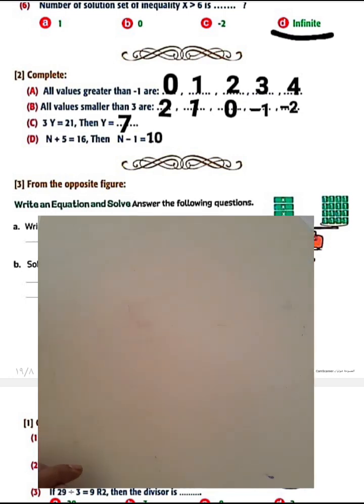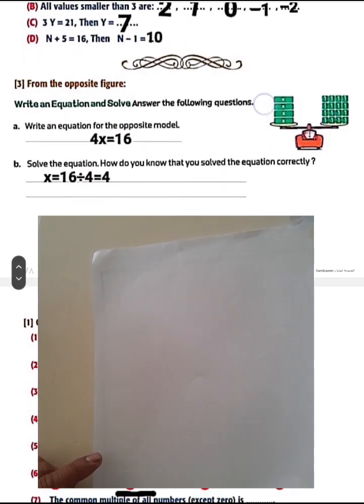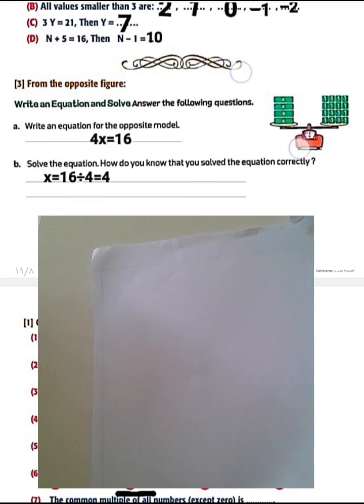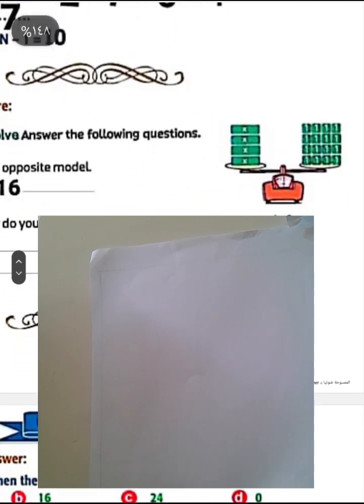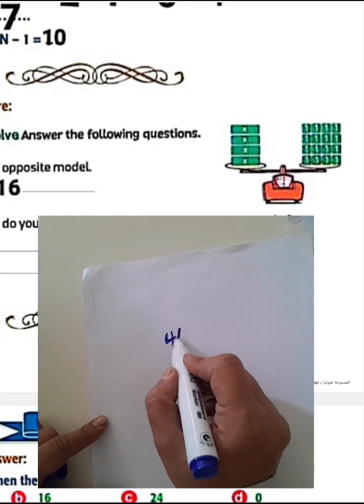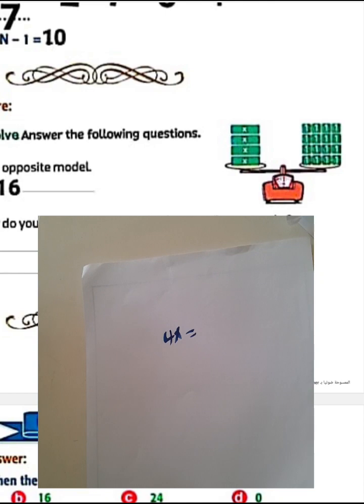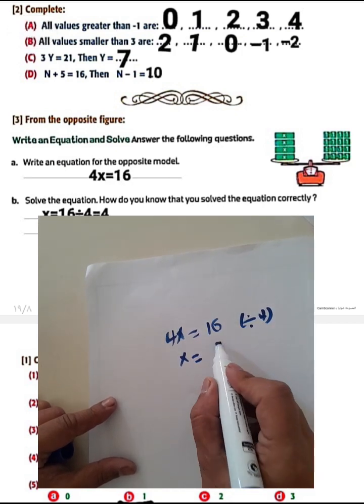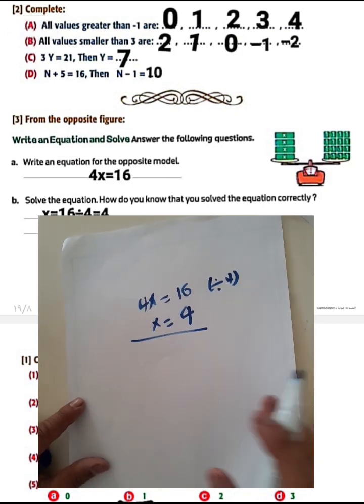Okay. Next question. From the opposite figure, write an equation and solve it to answer the following. We can write here from the left-hand side how many x's are here. 1, 2, 3, 4. 4 x's equals the total here. It will be 16. We can find the value of the unknown here by dividing by 4. X will be 16 divided by 4 equals 4. Then x will be equal to 4.